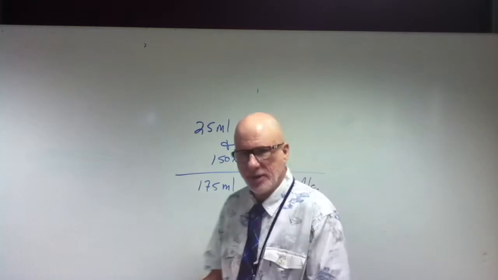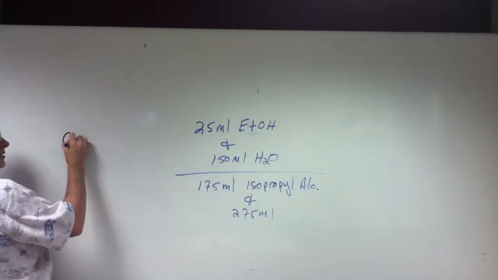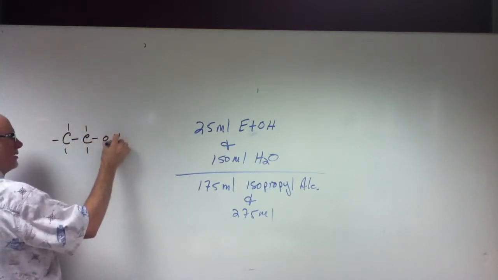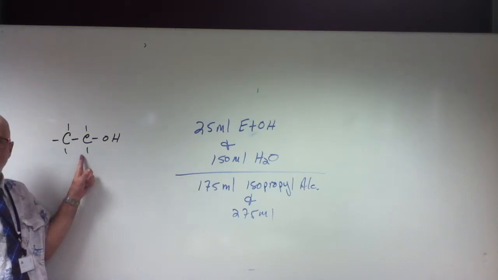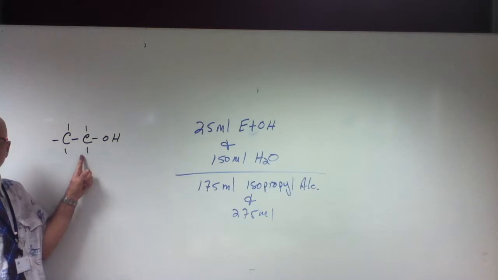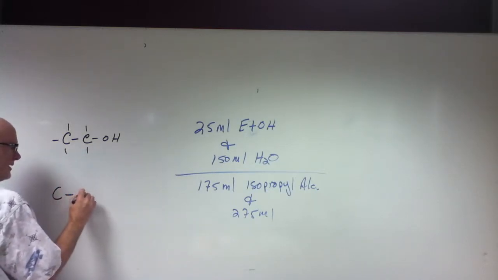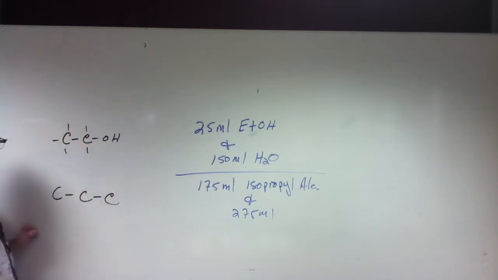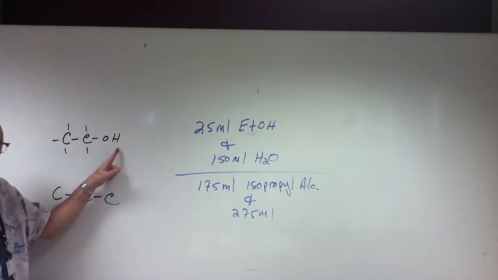Let's have a little bit of an organic chemistry thing here. That's ethanol, right? Ethyl alcohol, right? This looks like this. These are all hydrogens, right? Those are hydrogens. That's the functional group that makes it an alcohol.